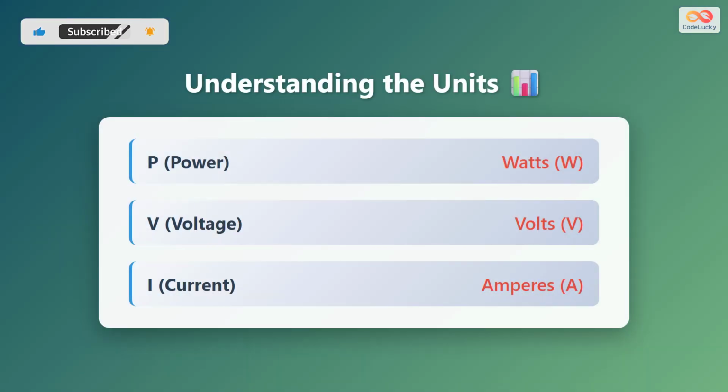Let's look at the units for each quantity in our formula. Power, represented by P, is measured in watts. Voltage, represented by V, is measured in volts. And current, represented by I, is measured in amperes, often shortened to amps. It's crucial to use these standard units when performing calculations to ensure your answers are correct.